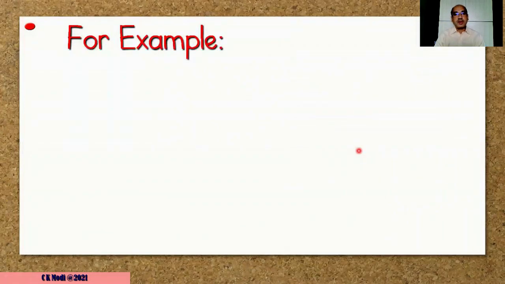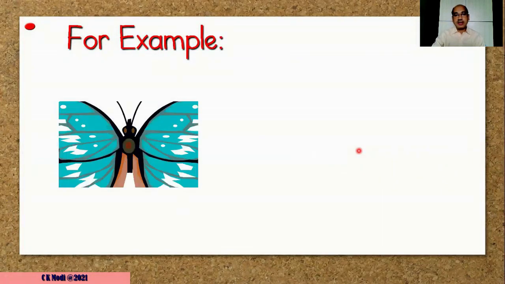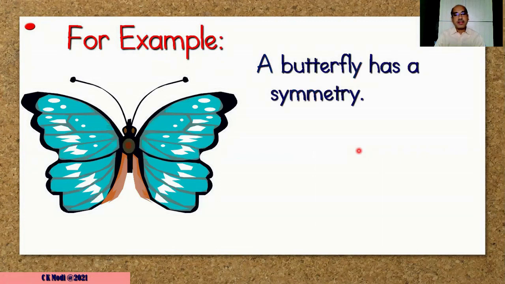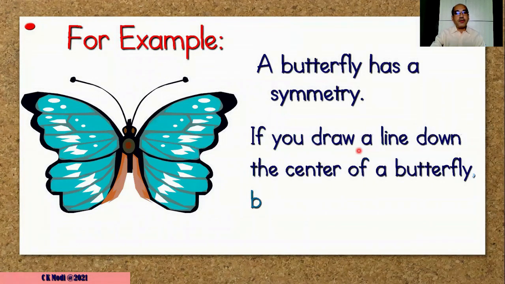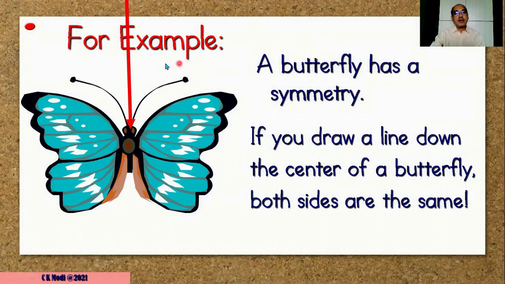Now, a few more examples. Look at this example, like a butterfly. The butterfly is symmetrical. So how can we say that it is symmetrical? Look at this. If we draw a line passing down the center of the butterfly, which divides it into two parts, both these parts are mirror images of each other. So this part is a mirror image of this part, and therefore it is symmetrical.